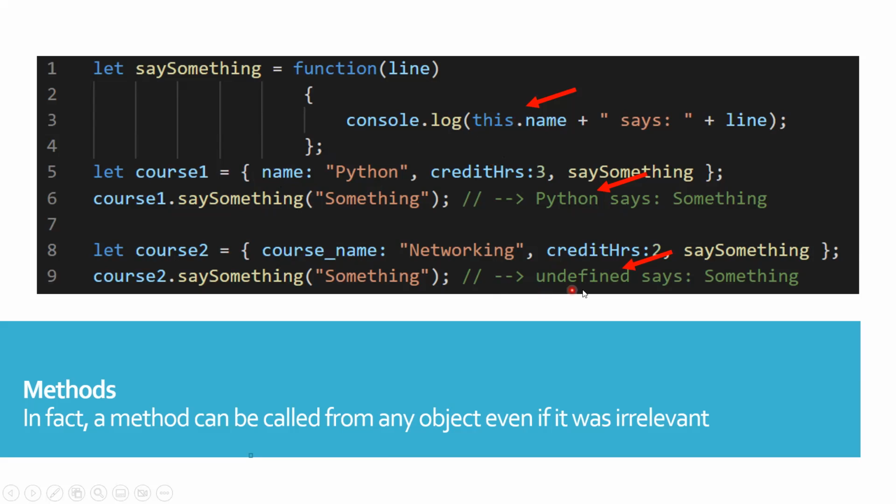Now, if the object doesn't have a property called name, it will return undefined. The value of this operation, this dot name, will be undefined.